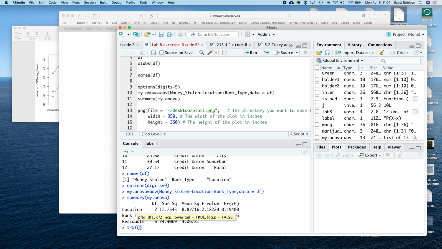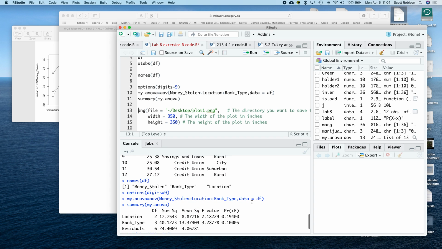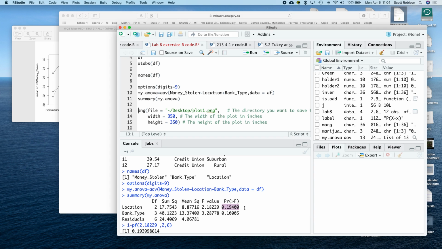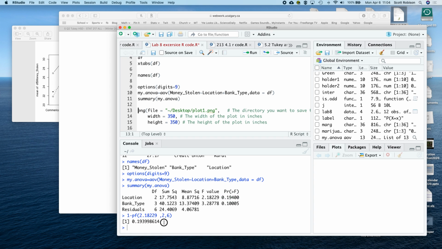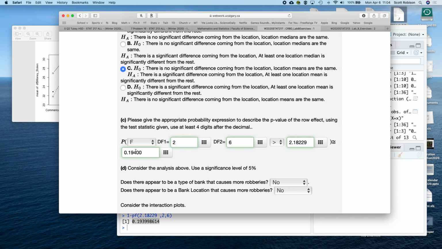an F distribution. So here, P of F gives you the lower tail, so 1 minus P of F is going to give you the upper tail of the test statistic, where the degree of freedom was 2 in the numerator and the degree of freedom was 6 in the denominator, which will give you here, here's the p-value from the ANOVA table. This will also give you the same p-value, so you can throw that into WebWork as well.